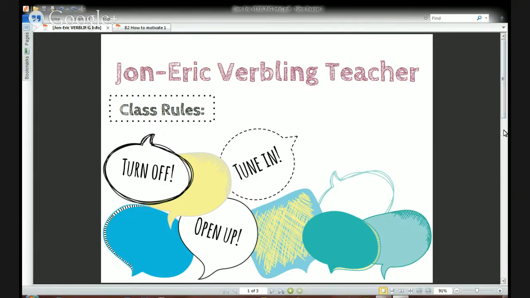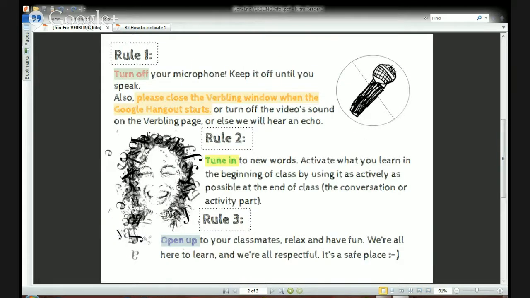By the way, here are 3 quick rules to help you participate. Don't forget to turn off, tune in, and open up, which means turn off your microphone when you're not speaking so we can keep the classroom nice and quiet. Tune in to the new words you're using when we're speaking so that I can give you feedback and corrections. And finally, open up to your classmates. Relax and have fun. We're all here to learn, and this is a safe and respectful place to practice your English.